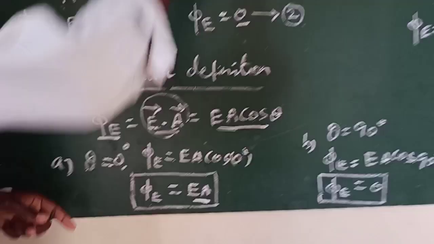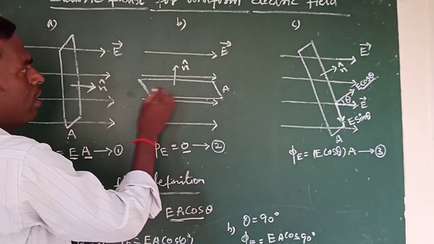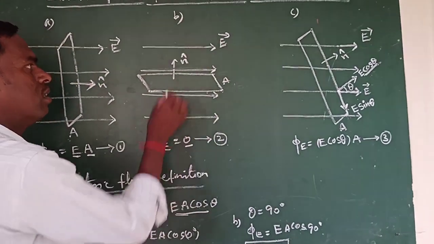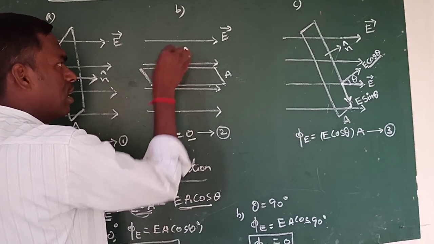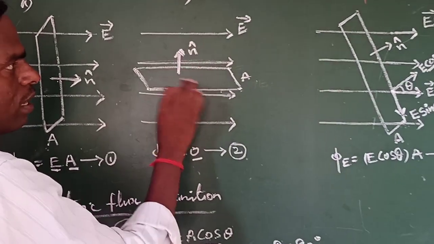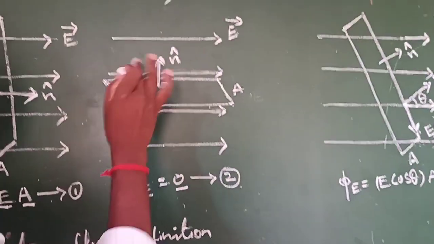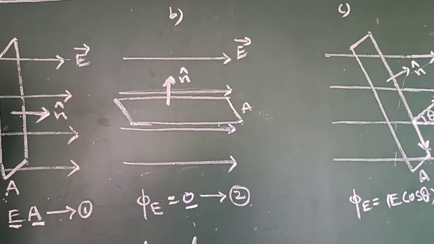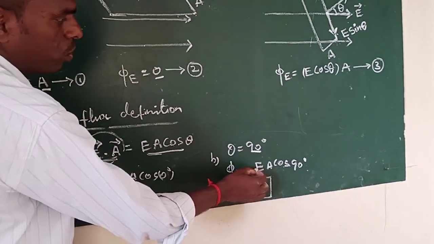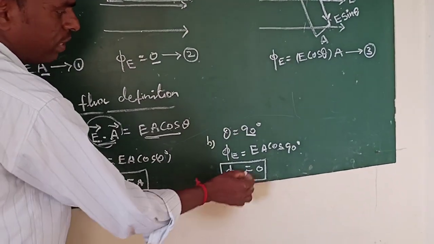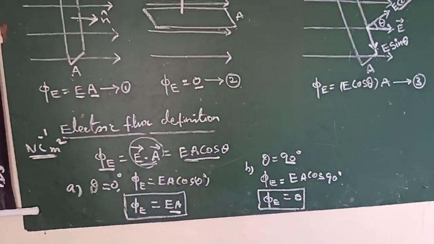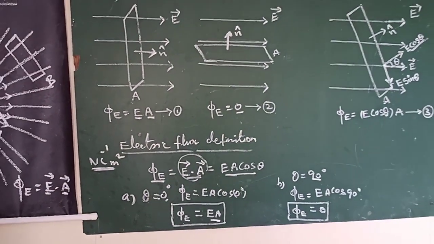And next, look at diagram B. Here, this is the direction of the electric field, and this is the area vector. So the electric field and the area vector are perpendicular to each other. So theta equal to 90 degree. So phi of E is equal to EA cos 90. So phi of E equal to 0. Okay. Thank you.